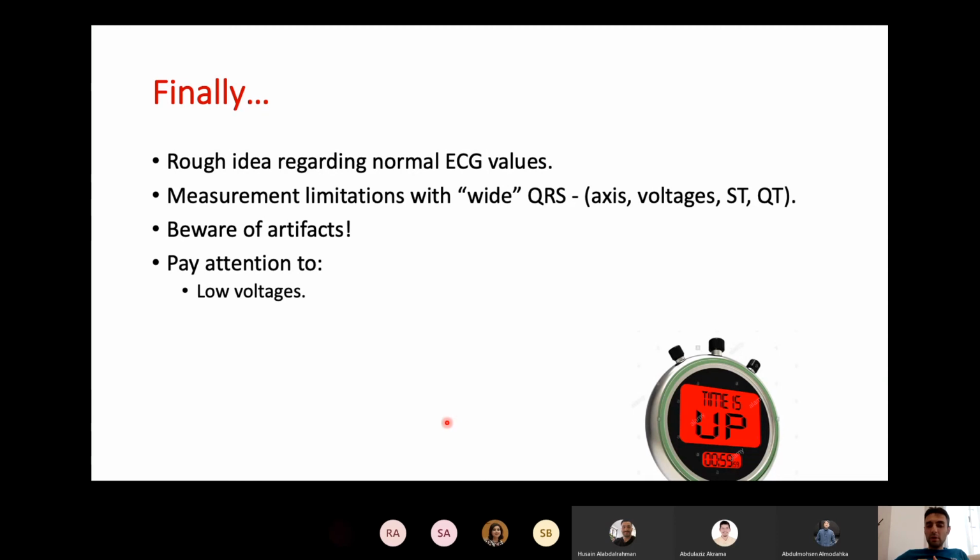And then be aware that when you have a wide QRS, or abnormal depolarization, let's say you have right bundle branch block, so you have an abnormal QRS, whenever you have abnormal depolarization, the repolarization would also be abnormal. So when you have abnormal depolarization, everything else subsequent to the depolarization becomes abnormal. So when you have a right bundle branch block, for example, your axis may change, your voltages would change, your ST segment would change, your QT would change. So this messes up your ECG, and it would be difficult to interpret the ECG in terms of axis, voltage, ST, and QT. So you have to be careful about this.